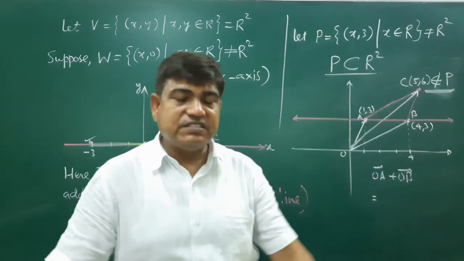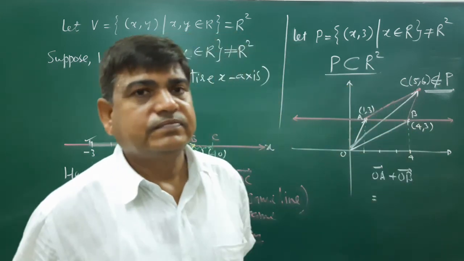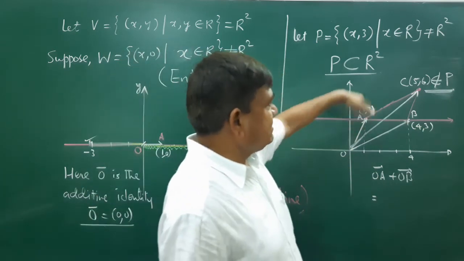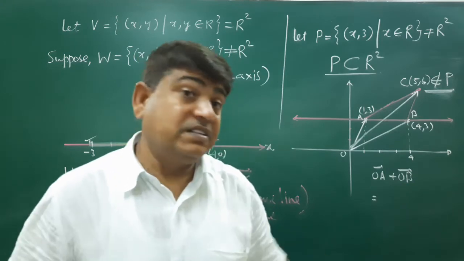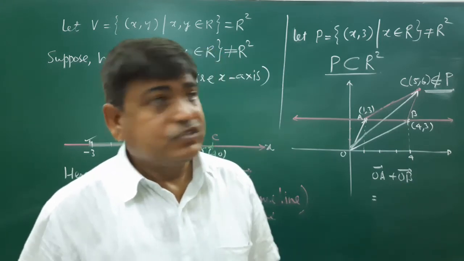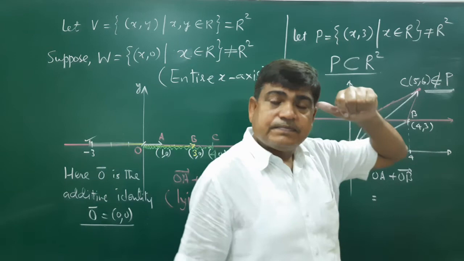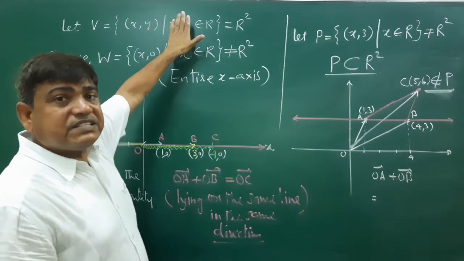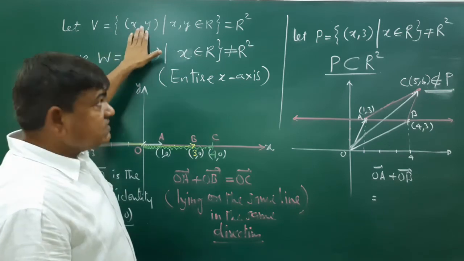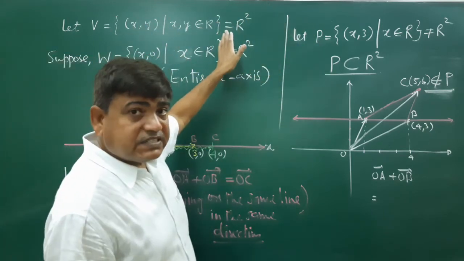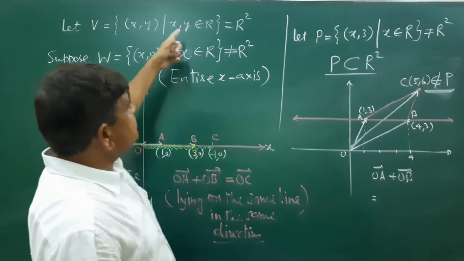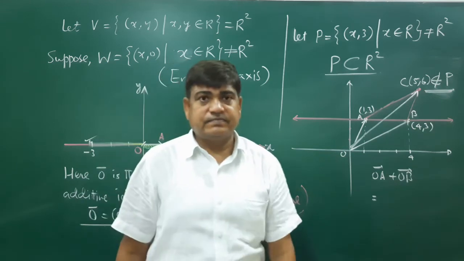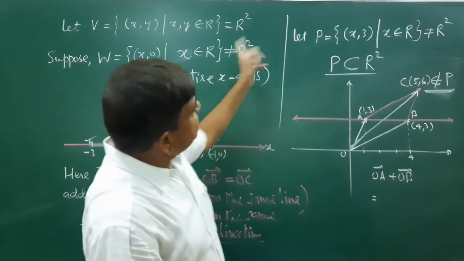Therefore, the addition is not closed. If you multiply this by some negative sign, then either it is up or down. Addition is not closed. So this is not a vector space. You remember, this is a vector space. W is a subset of this. P is a subset of this. So if W is a subset of this, it is not necessary that it is a subspace. May or may not be.